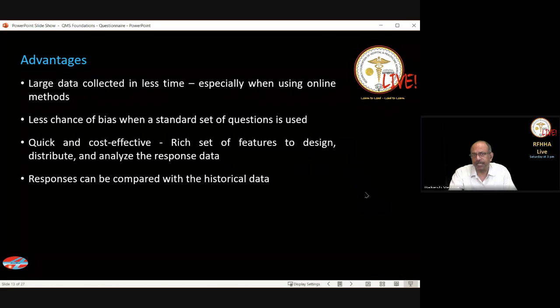The responses can be compared with historical data, especially if you have a standardized questionnaire, and therefore you are measuring using the same questionnaire over a period of time. And naturally, when you do that, you can also compare the responses of this month vis-a-vis the responses of the previous months.